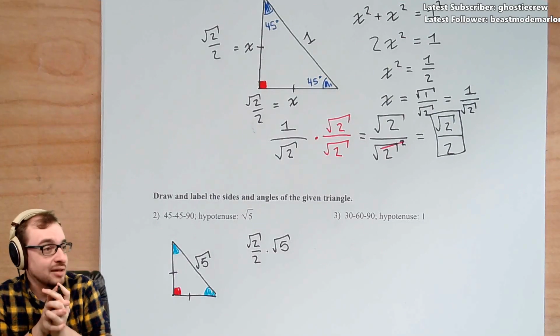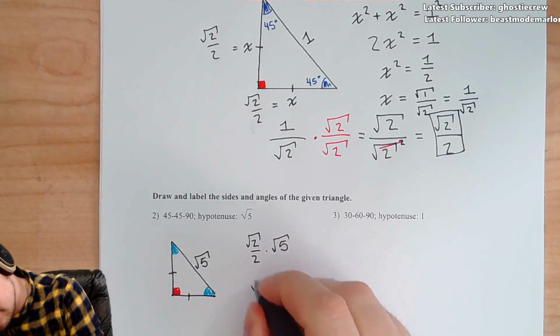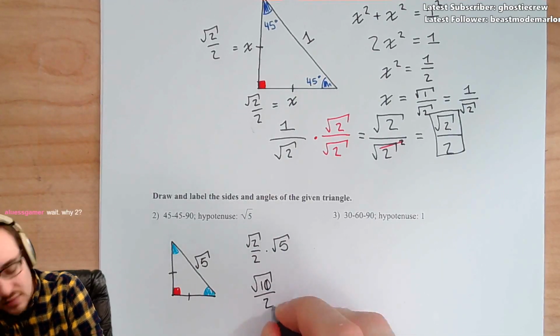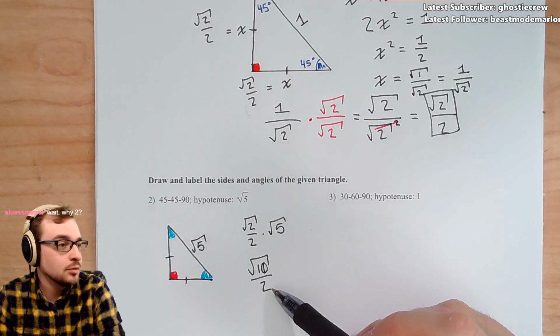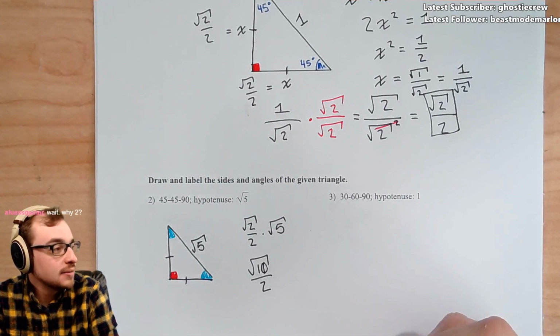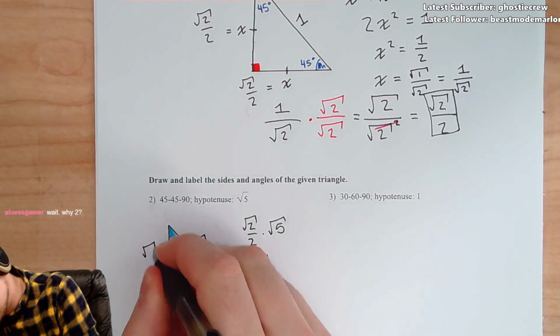So this one's actually pretty easy. Roots you can multiply together. So that's root 2 times root 5. Well, that's just root 10. And then we have to divide by 2. Now notice that the 2 isn't a root. So we can't divide this and get root 5. We just have to leave it like that. That's as simple as we can get. So that's root 10 over 2.